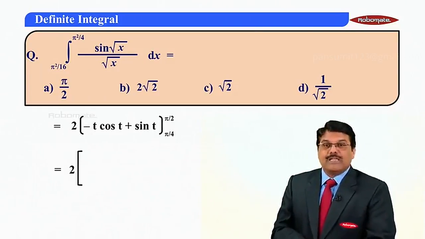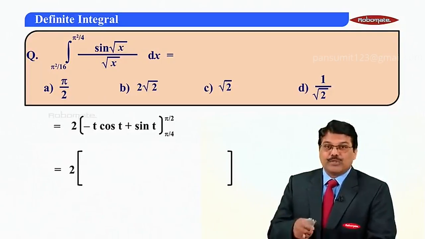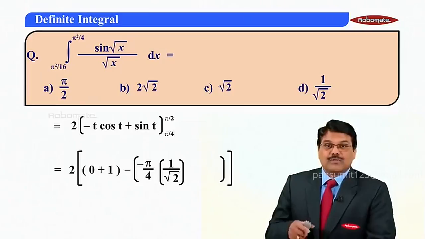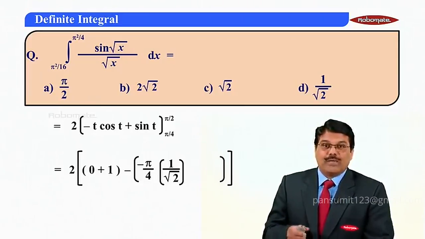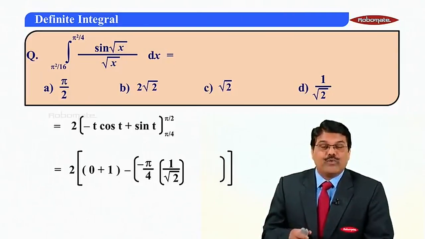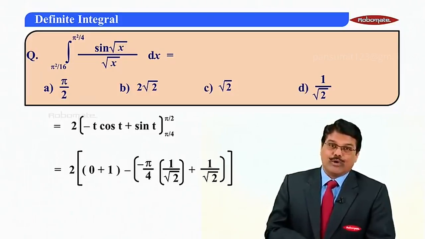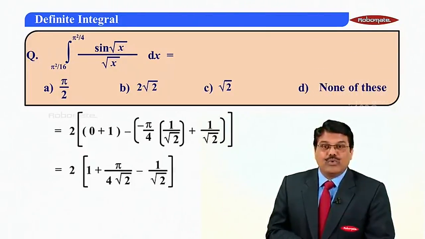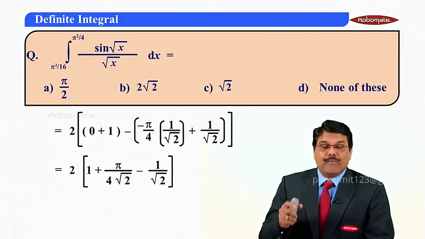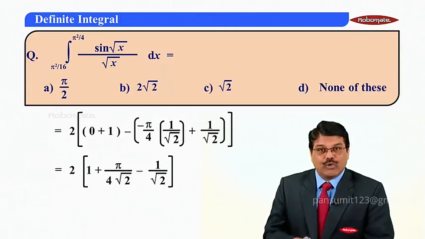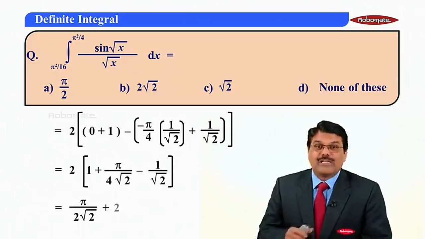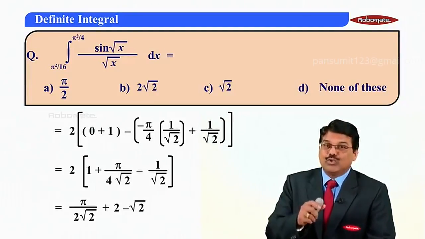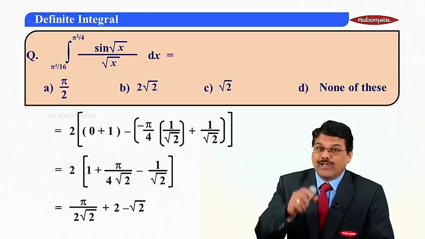Now let us apply the upper limit and lower limit. If I substitute pi by 2, here it becomes 0 plus 1 minus, substitute the lower limit, that is pi by 4, it becomes minus of pi by 4 into 1 upon root 2 plus 1 upon root 2, right? If I solve it further, then it will be 2 inside the bracket 1 plus pi upon 4 root 2 minus 1 upon root 2. If I multiply by 2 inside the bracket, the final answer is pi upon 2 root 2 plus 2 minus root 2. But such option is not given.